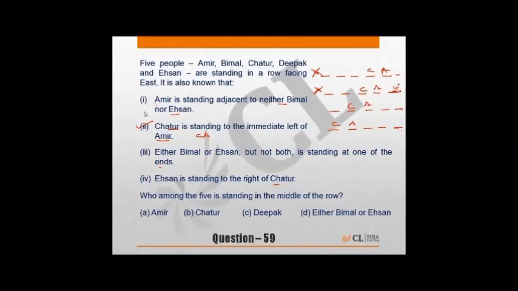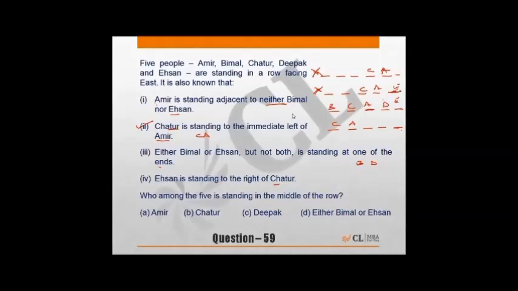Let us look at the third arrangement now. Third arrangement says that E has to be on the right of Chatur, so E could be here. But E cannot be here because E and A cannot be adjacent to each other, which means E will have to be here. So if we put E out here, we still need to place B and D. Amir is standing adjacent to neither Bimal nor Ehsan. So B cannot be next to Amir and E cannot be next to Amir. That means B will have to be here and D will have to be here.